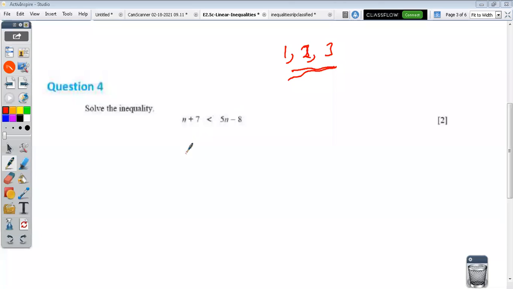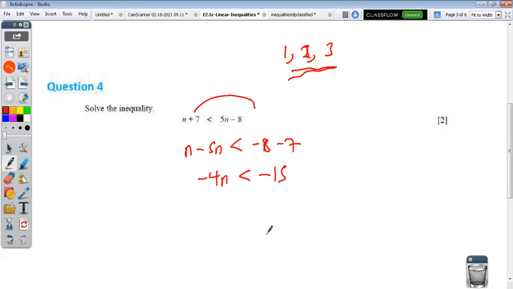So everyone, the first thing that you should have is n minus 5n less than minus 8. Move the 7, it becomes a minus 7. Subtract, you get minus 4n is less than minus 50. Divide by negative 4, because you want to find n. So n, the sign changes to greater than 15 over 4.